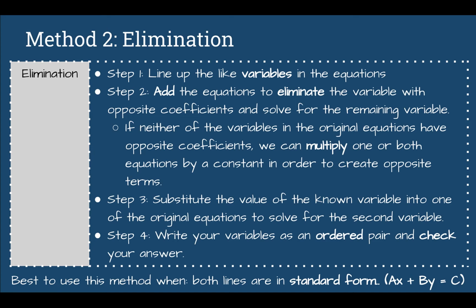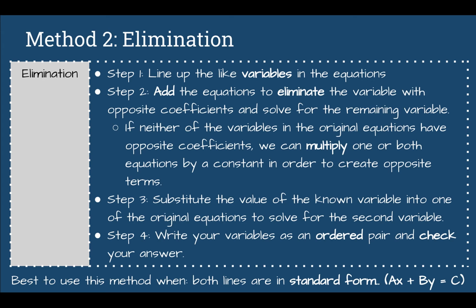With elimination, the first thing you're going to do is line up like variables in the equations. So you're going to put the x, the y, and the constant in the same order. Generally, they're going to look like standard form, where it's something x, something y, and then equals a number. Once they're like this, you're going to add the equations as if it was like an addition problem that you learned in first or second grade. This will eliminate the variable that has opposite coefficients, and then you can solve for the variable that remains.